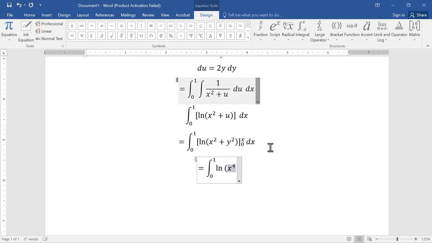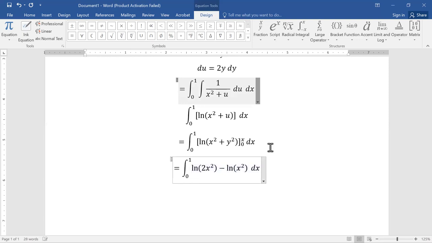Oh, did I say x to the 4th? I didn't say x squared squared. I'm sorry. I said x squared plus x squared. That would be 2x squared. Excuse me. When I plug in 0, I get natural log of x squared plus 0. And I'm going to integrate that with respect to x.